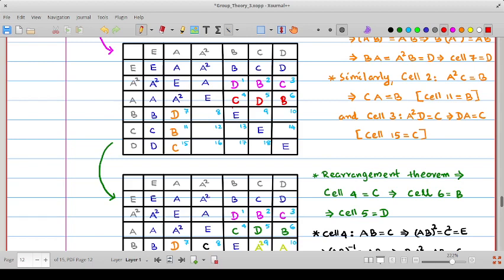So now we can start with cell number 4, which says that A times B is equal to C. And then we can see that C is of order 2. So C square should be identity. That means (AB) square should be identity. And we can proceed in exactly the same fashion as we did with the values in these cells and show that BA is equal to C. So that means this cell should be equal to C. And we can start with cell numbers 5 and 6, follow the same procedure and show that this is equal to D and this is equal to D.